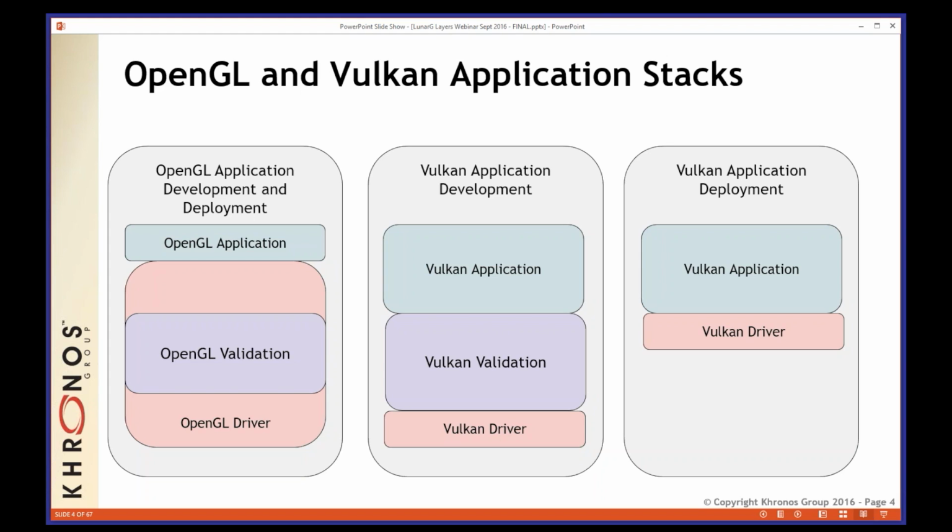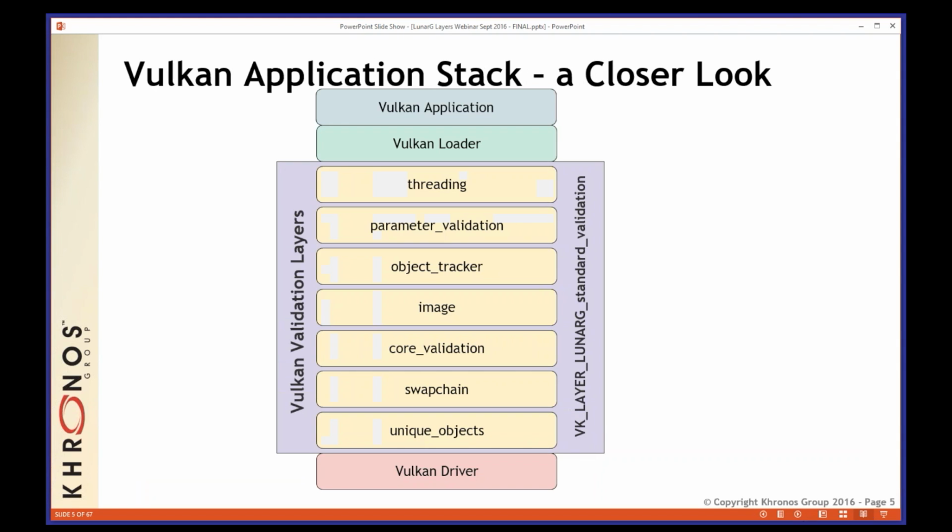And the result is you've got a much smaller footprint, but you're also not running that validation code over and over again, because once you've validated your application, there shouldn't be a lot of need to do validation continuously after that. This slide is a picture of the Vulkan application stack, kind of a closer look. At the very top, we have the Vulkan application.